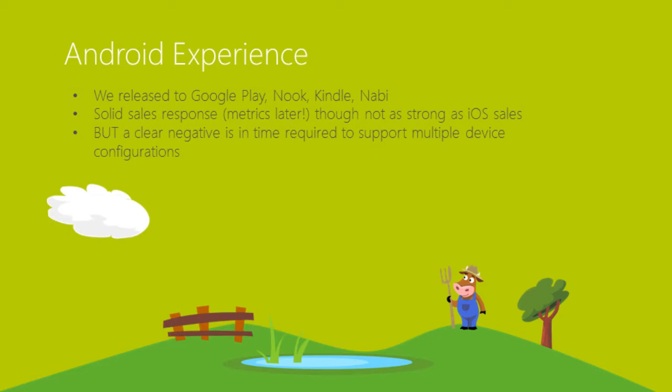But before we get there, just a brief summary of Android, because what I want to do throughout is kind of compare Android to Windows. So in the Android market, we initially published to Google Play, the other Android platforms, Barnes & Noble's Nook device, the Amazon Kindle, and then Nabi, which is actually a kid's tablet. And we're also going to be doing the Toys R Us tablet, Tabeo. But the response for Android has been good. The sales have been steady.